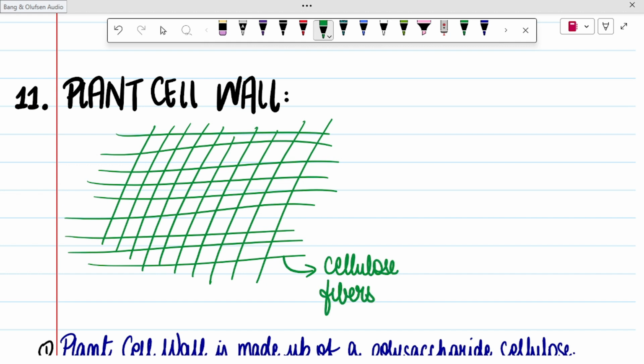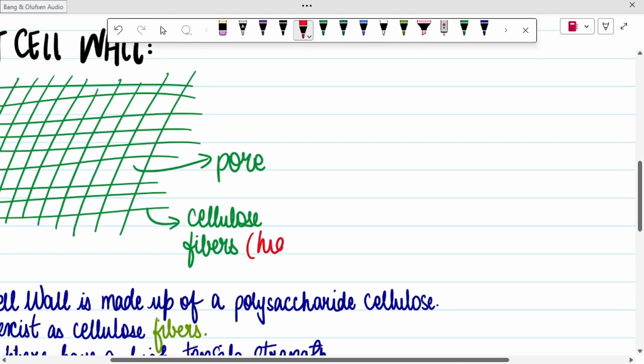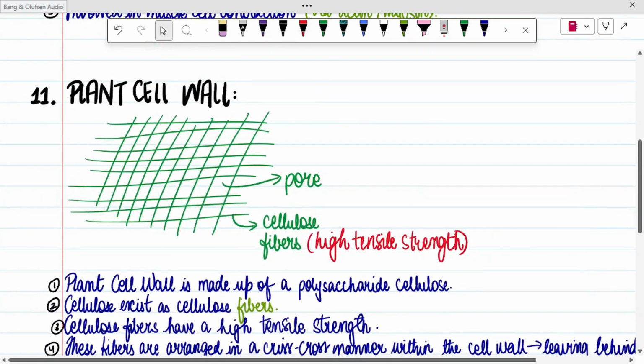Now due to this crisscross manner, आपके जो cellulose है, cellulose cell wall, इसमें pores बन जाते हैं. Which is why your plant cell wall is permeable in nature. It allows the movement of substances in and out through it. Now, your cellulose fiber, something special about it is it has a high tensile strength. It is very strong, and it basically prevents your cell from bursting. जब भी आप इस सेल को अपने high water potential solution में रखोगे, your cell won't burst due to your cellulose fibers.